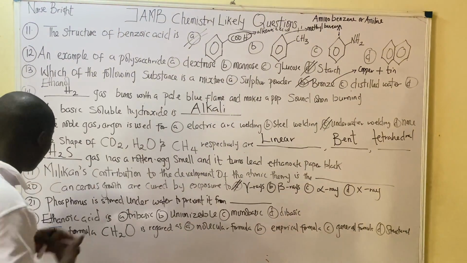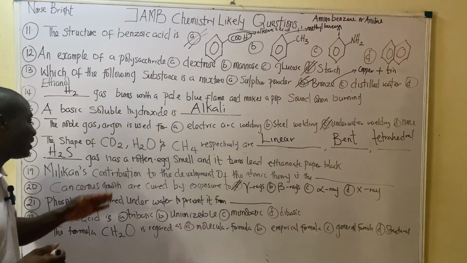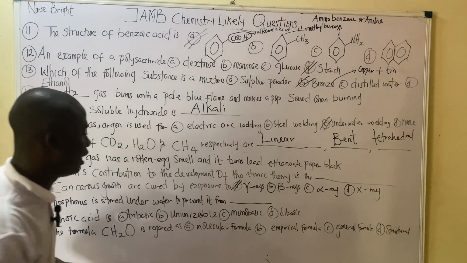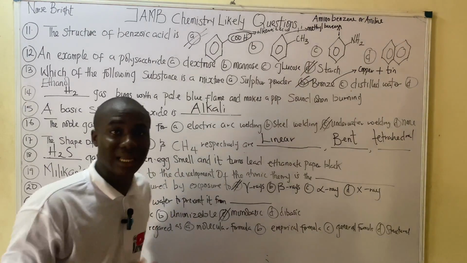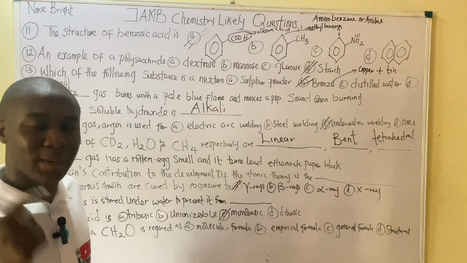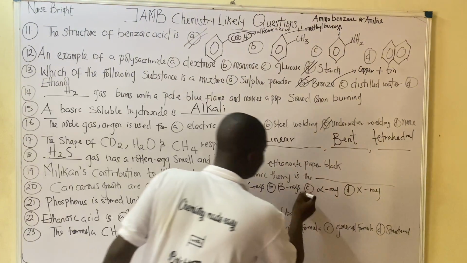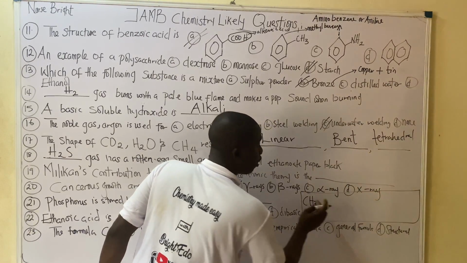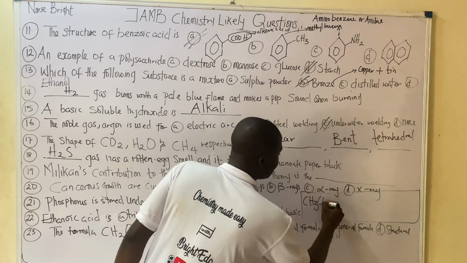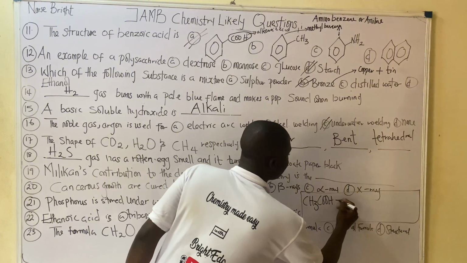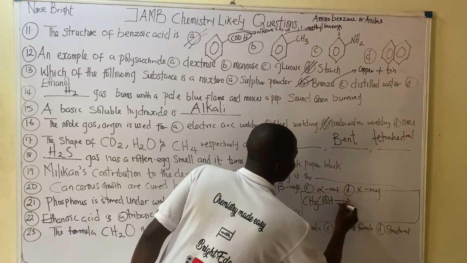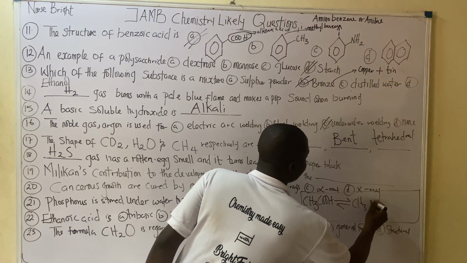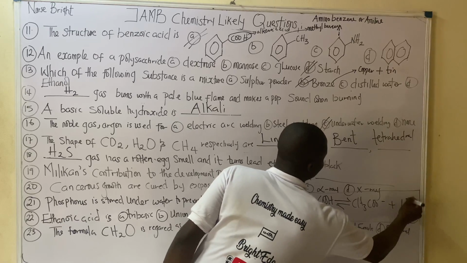Please take note of that. Now question number 22 says ethanoic acid is what? Ethanoic acid actually is a monobasic acid. Do you understand? It is a weak acid. Specifically, it is monobasic. Very easy. Now, let me explain. This is the structure of ethanoic acid. This is the chemical formula, CH3COOH. So when we dissociate ethanoic acid, this is what we get, CH3COO minus plus H plus.